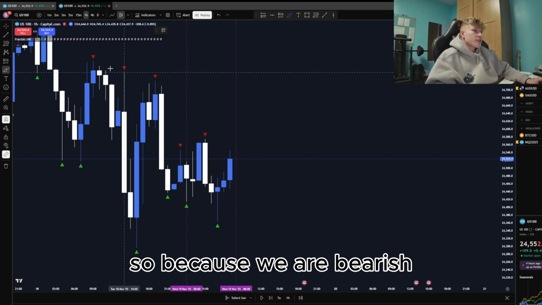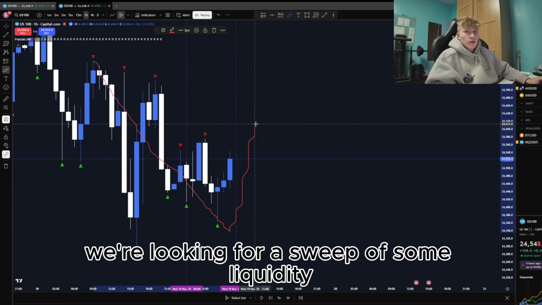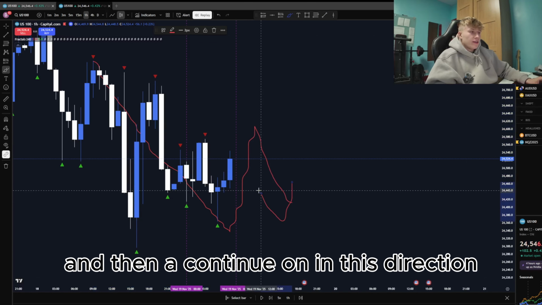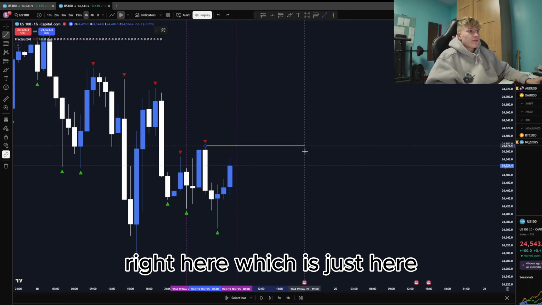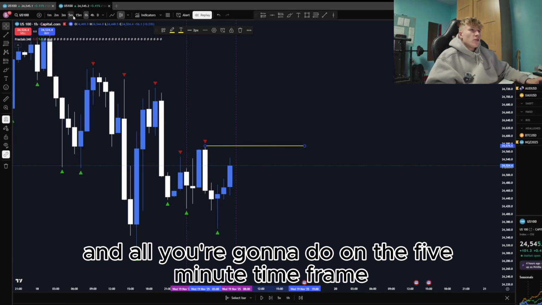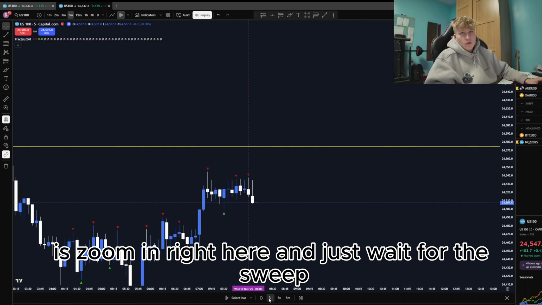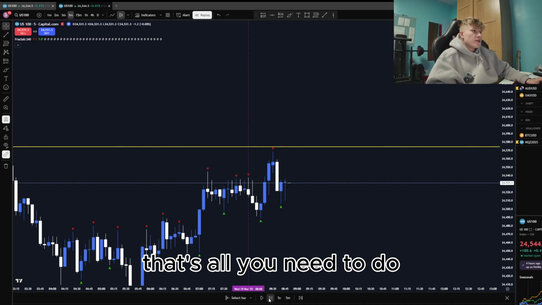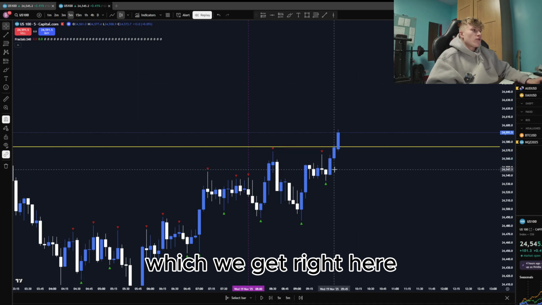Then you're going to find the highest point in Asian session. So because we are bearish, we're looking for this overall downtrend. We're looking for a sweep of some liquidity and then a continuation in this direction. So we need to mark out the highest point in Asian session right here, which is just here. And all you're going to do on the 5-minute time frame is zoom in right here and just wait for the sweep. That's all you need to do, is wait for the first confluence, which is the sweep of this liquidity, which we get right here.